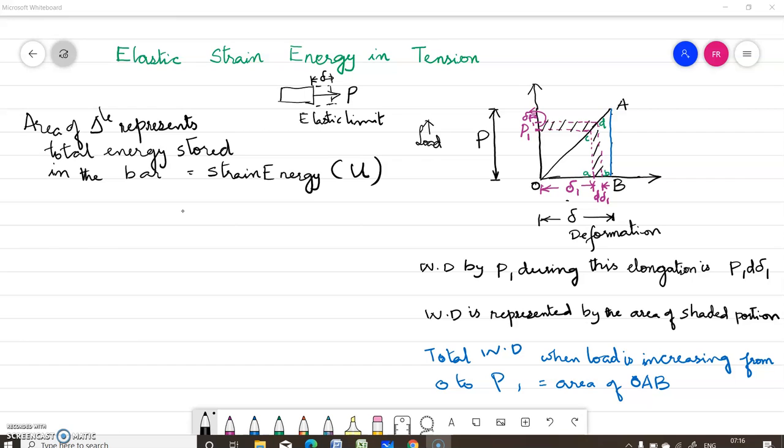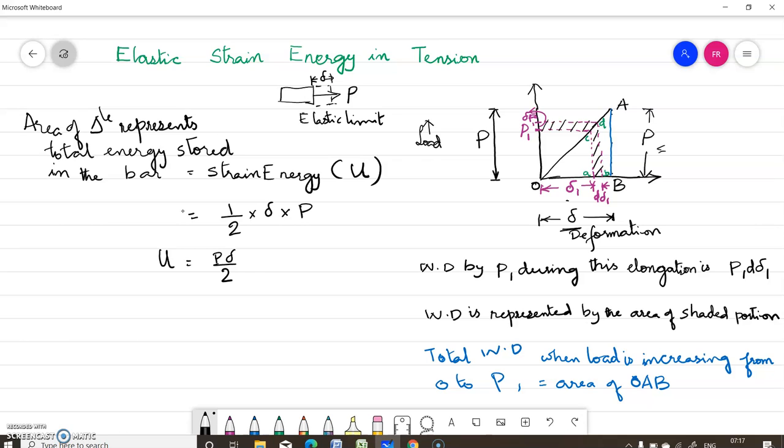So what is the area of the triangle? This triangle OAB has an altitude of P and base equal to delta. Area of a triangle is half into base into altitude, that is P into delta by 2. Strain energy, capital U, equals P into delta by 2.